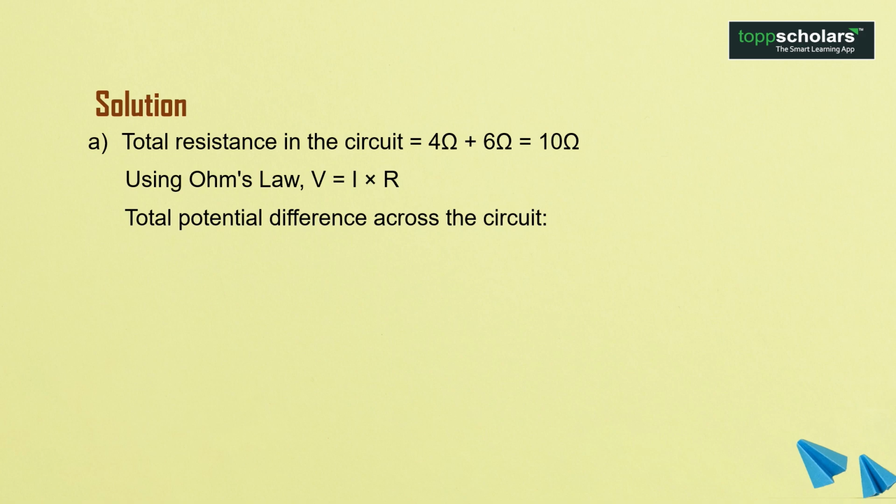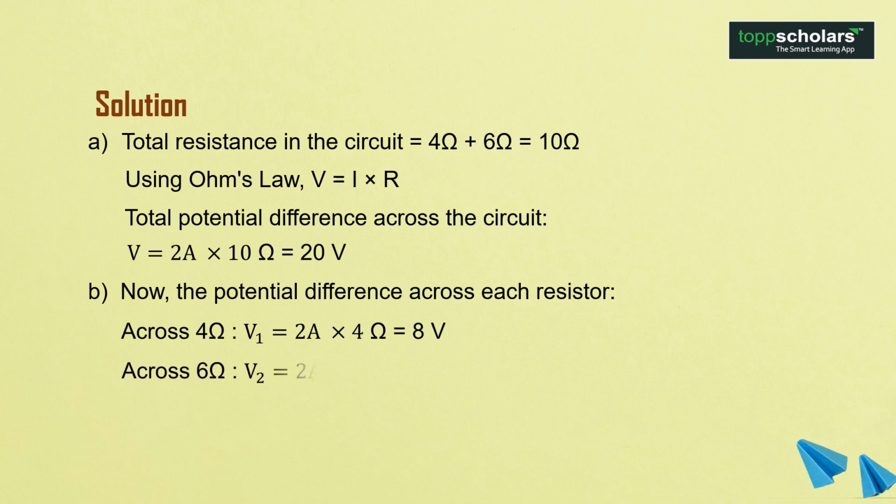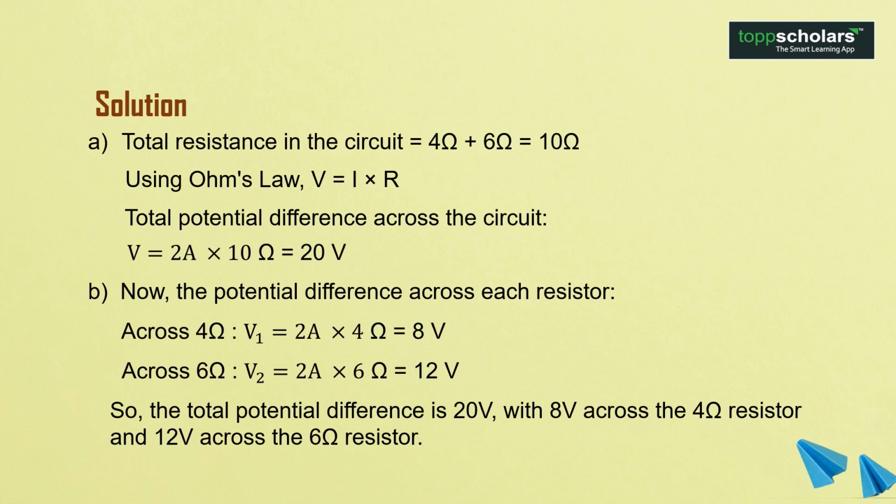Using Ohm's law, we have V is equal to I multiplied by R. So the total potential difference across the circuit will be V is equal to 2 ampere multiplied by 10 ohm, that is 20 volts. Second part, now the potential difference across the 4 ohm resistor is V1 is equal to 2 ampere multiplied by 4 ohms, that is 8 volts. And across 6 ohms, we have V2 is equal to 2 multiplied by 6, which is 12 volts. So the total potential difference is 20 volts with 8 volts across the 4 ohm resistor and 12 volts across the 6 ohm resistor.